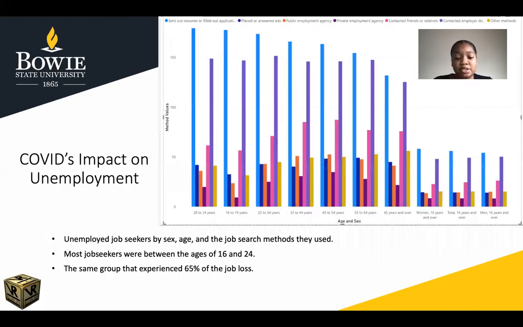This is a representation of unemployed job seekers by sex, age, and the job search methods that they used. The number one method used in each age group was to send out resumes or fill out job applications, and this was followed by contacting employers directly. Most job seekers were between the ages of 16 and 24, and this would connect directly with the realization that this was the age group who experienced 65% of the job loss.